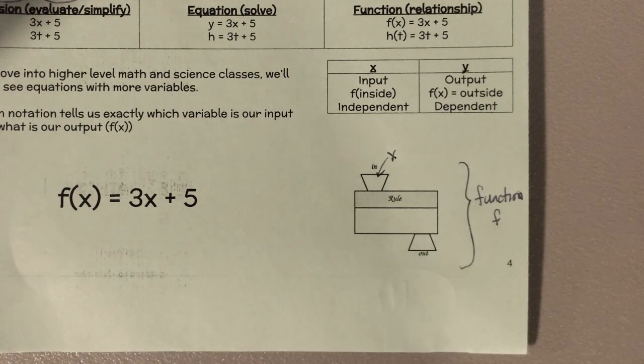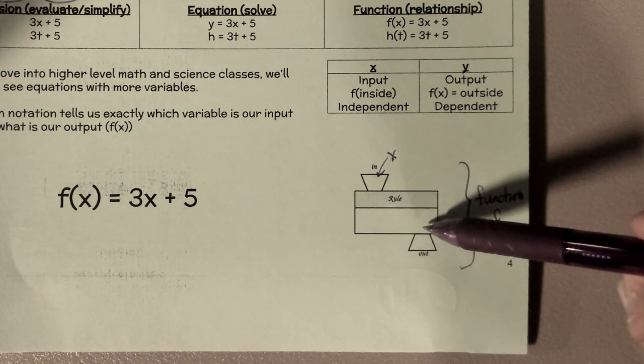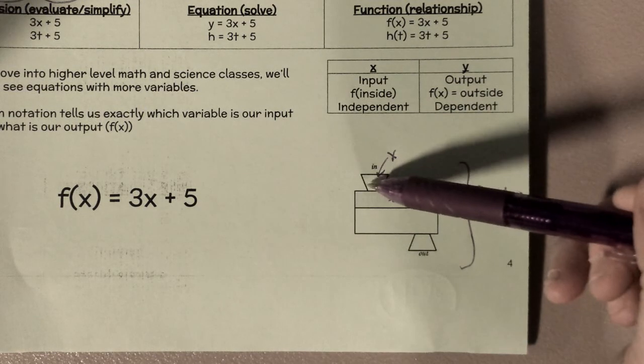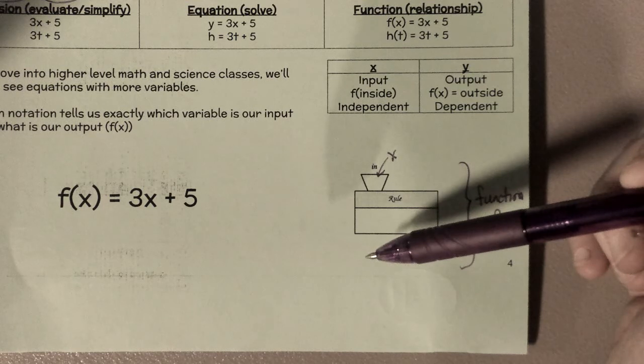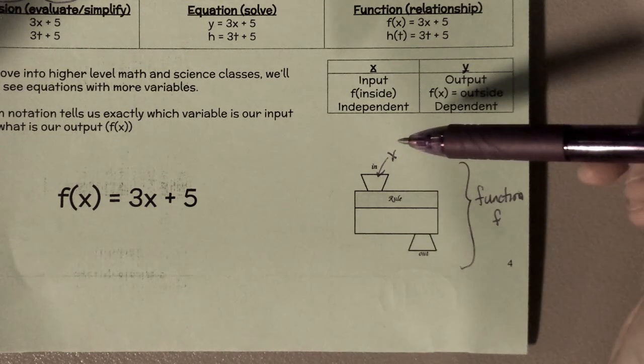So when you think about the machine, here's what I'm going to think about. I know it's really gross, but think about a meat grinder. This is a meat grinder, and what does it do? It grinds meat. This function is 3x plus 5. So I take meat, I stick it in the top of the meat grinder, it grinds the meat, and out comes ground meat. So I stick in beef, I get out ground beef. I stick in chicken, I get out ground chicken.